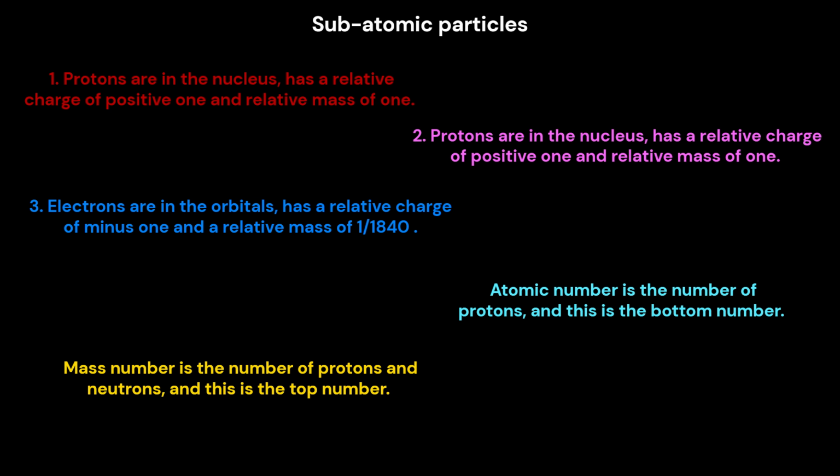Atomic number is the number of protons, and this is the bottom number. Mass number is the number of protons and neutrons, and this is the top number.